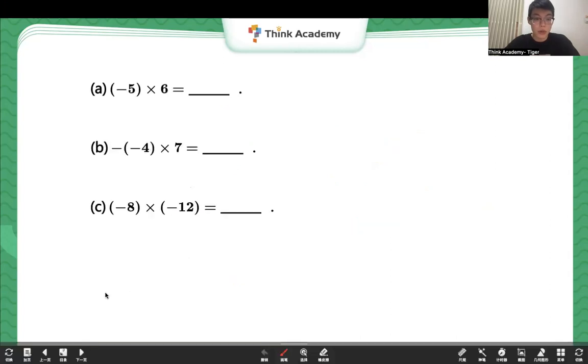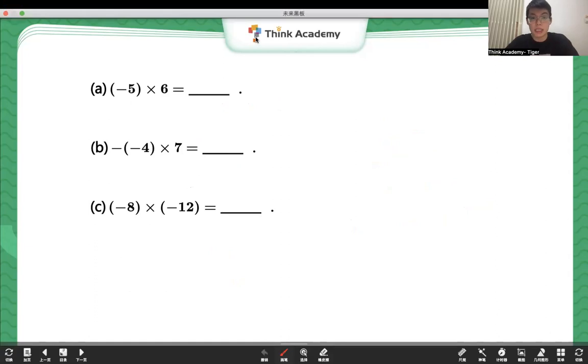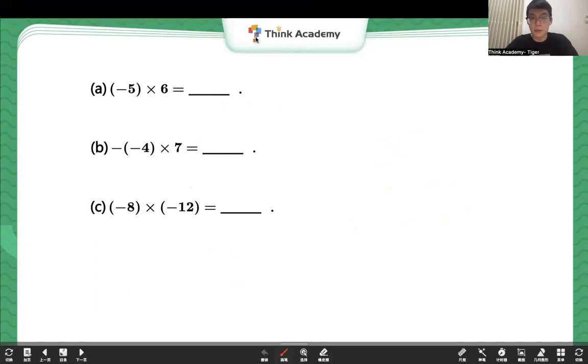So now let's take a look at these simple questions. The first one, -5 times 6. Do they have the same signs or different signs? Yeah, different. So two different signs, what does it mean? It means that the outcome is going to be negative. So let's put down the negative sign first.